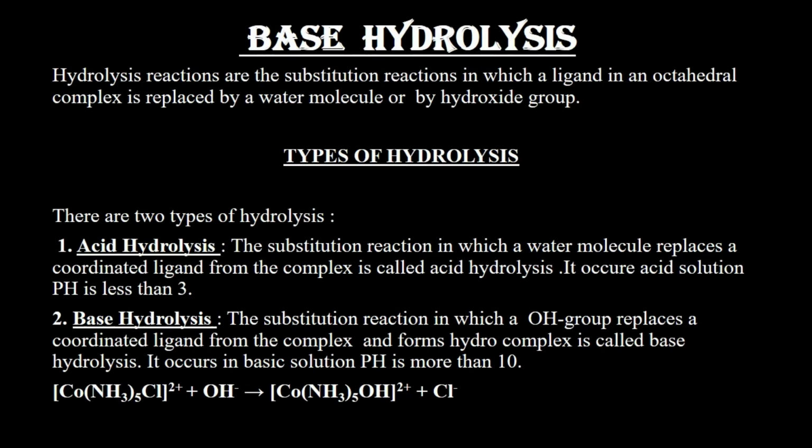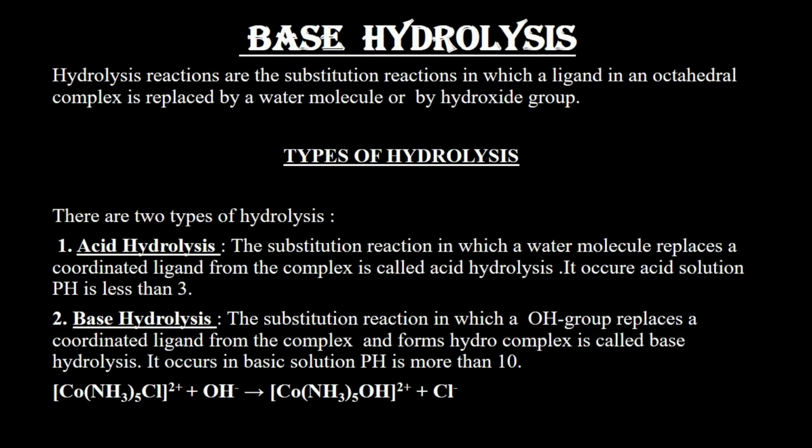Before going to discuss base hydrolysis, it is a must to know what hydrolysis is. Hydrolysis reactions are substitution reactions in which a ligand of an octahedral complex is replaced by a water molecule or by a hydroxide group. There are two types of hydrolysis reactions: acid hydrolysis and base hydrolysis. Acid hydrolysis I have already discussed in my previous video.